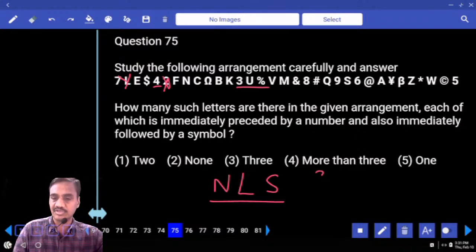Now 3 is a number, U is a letter and percentage is the symbol. And next one, number not followed by letter. Number not followed by letter. Number not followed by letter, that's it. And how many do we have? There is only one such letter preceded by a number and followed by a symbol. Choice 5, question number 75.